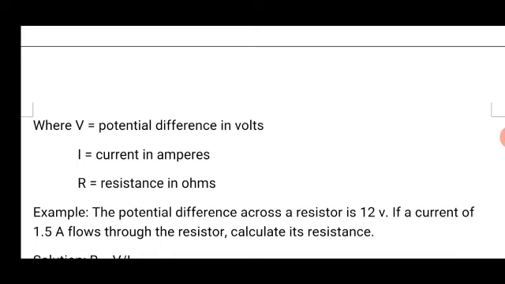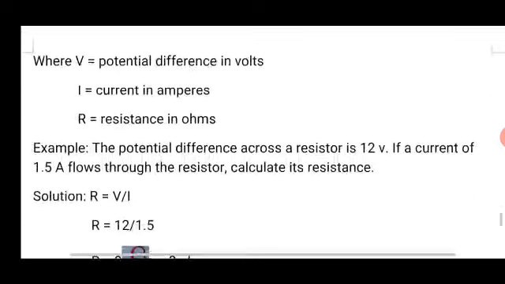Let us look at this example. The potential difference across a resistor is 12 volts. If a current of 1.5 amperes flows through the resistor, calculate its resistance.